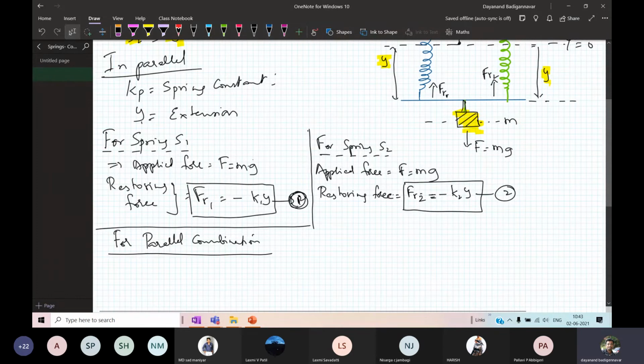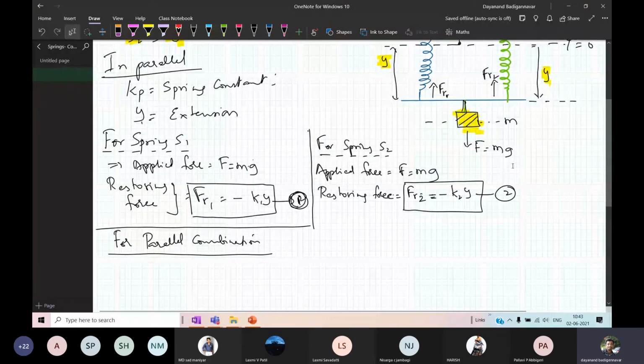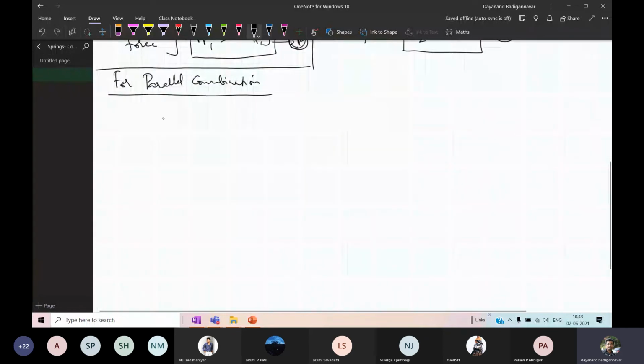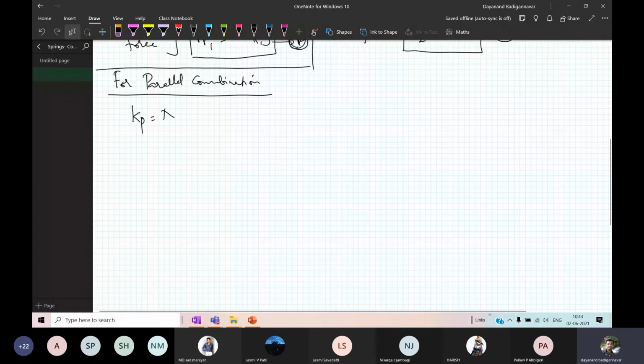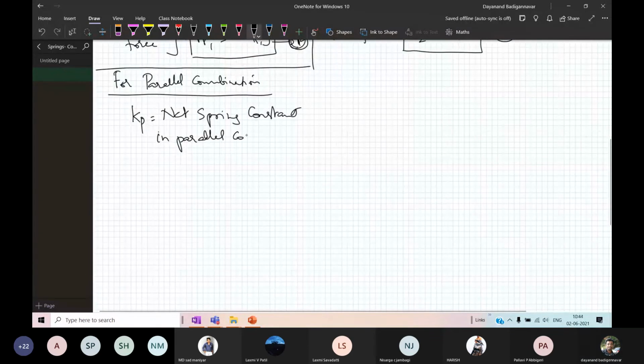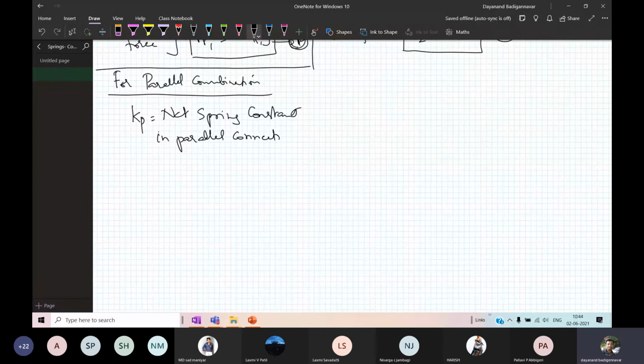When I connect the springs in parallel, what is the net spring constant? The net spring constant is Kp. Kp is the net spring constant. In parallel connection, what is the displacement? Displacement is the same, Y. Okay. In parallel also the displacement is the same.